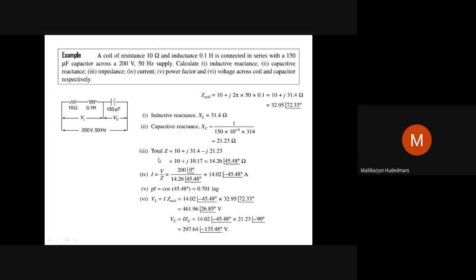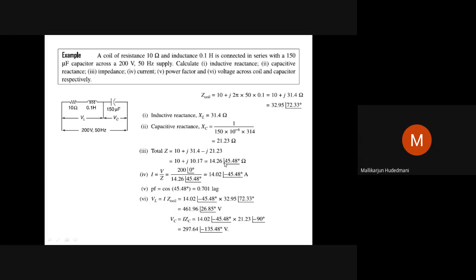You may ask me why I should do it like this only. Can I not do it this way? Simply the square root of R square plus (XL minus XC) whole square. Can I do it? Absolutely, you are able to do it. If you do it, what is the answer? I'll tell you, your answer should be 14.26. You will not get the angle there. That is the only difference. The angle you will get when you work in complex mode.